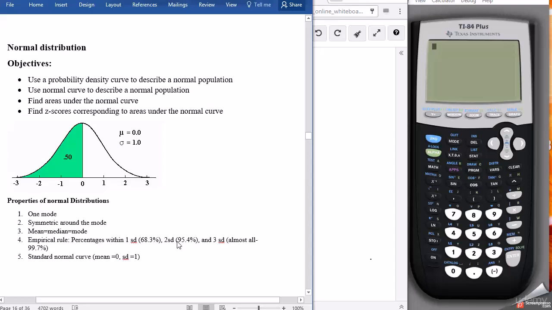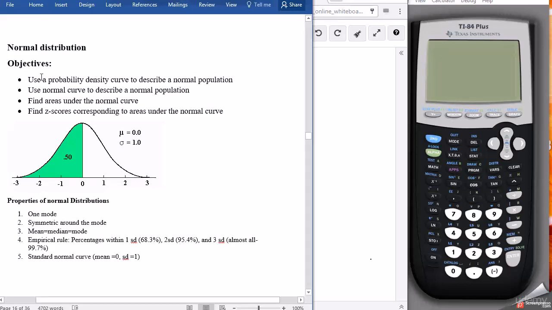Hello guys, welcome to our discussion of normal distribution. Normal distribution is one of the most important distributions in statistics, if not the most important. It is important because of its usability and applicability in the area of statistics.